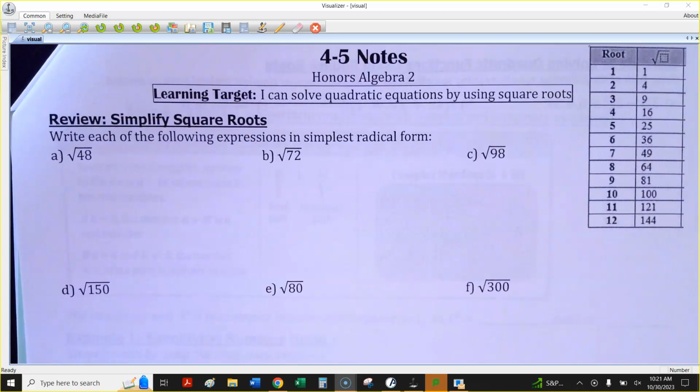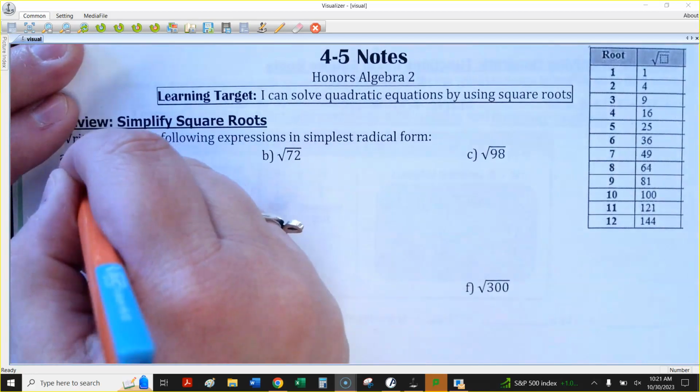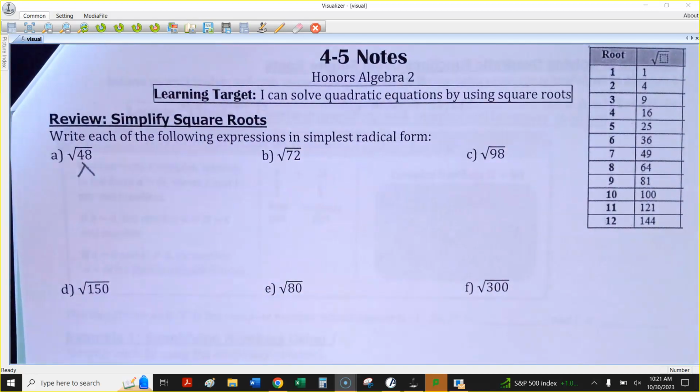So how did you guys learn to break down a radical that wasn't a perfect square? Like, did you go, tell me? Okay, so you did a factor tree. Okay, so if I was looking at 48, how do I make a factor tree for that? And there's different ways you could do it.